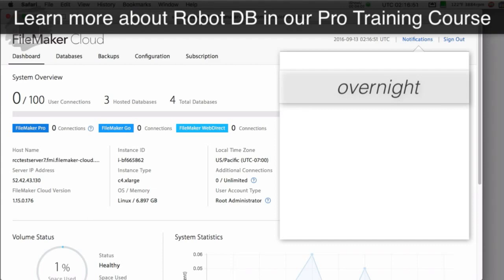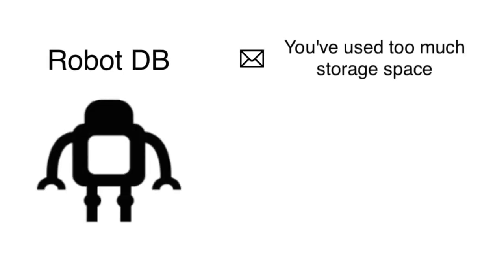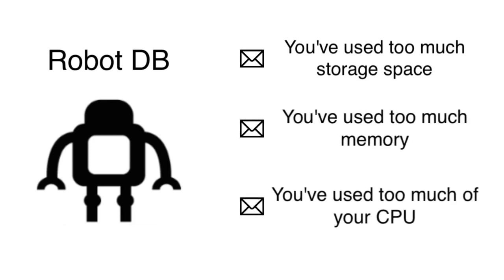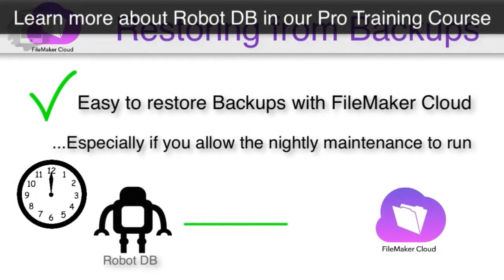RobotDB is an automatic process that does a lot of things for us. It sends you an email if you go over the amount of storage space, you get a warning at 90% storage. If you go over 90% memory allocation or 90% CPU, it will send you a warning. The other thing that goes on in the middle of the night is that it will try to run maintenance from midnight to 3 in the morning, okay?